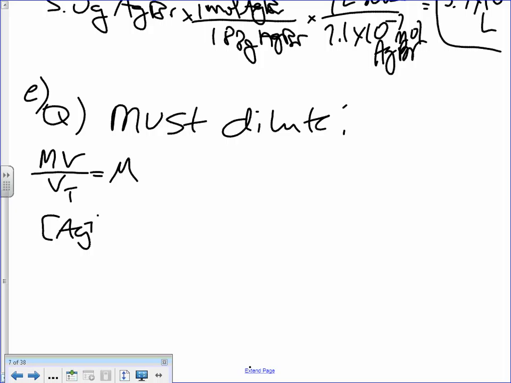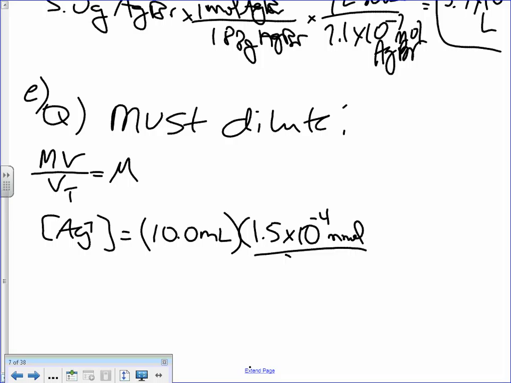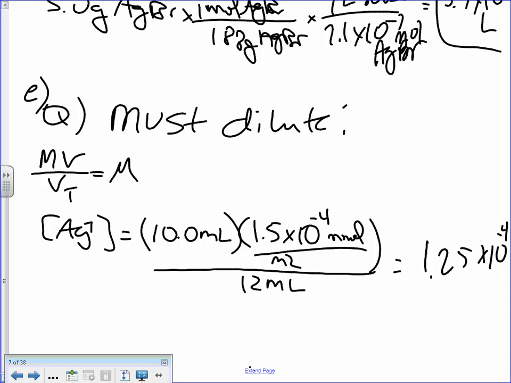So silver would be, what's the milliliters of silver nitrate? 10. So I'm going to go in millis the whole way, if that's okay. 10 milliliters times 1.5 times 10 to the negative 4 millimoles per milliliter, because that's milli over milli. Or use moles or liters, I don't care. And what's the total sample there? 12. That's per total of 12 milliliters, because it was 10 plus 2. You'll notice all these millis will cancel, giving you moles per liter in the end. So the silver concentration is 1.25 times 10 to the negative 4th molar.